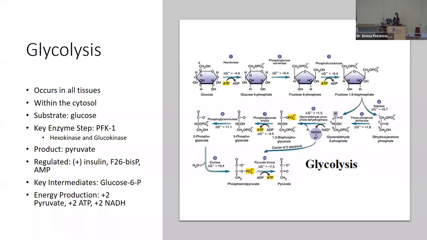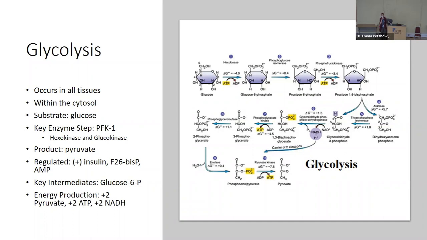So our first process that we'll talk about is glycolysis. Glycolysis, it's seen here in its entirety. You do not have to draw out glycolysis for your NPLEX exam. If you can draw out glycolysis, you are way ahead of mostly everyone on this NPLEX exam. When you're taking biochemistry, yes, you have to draw this out.